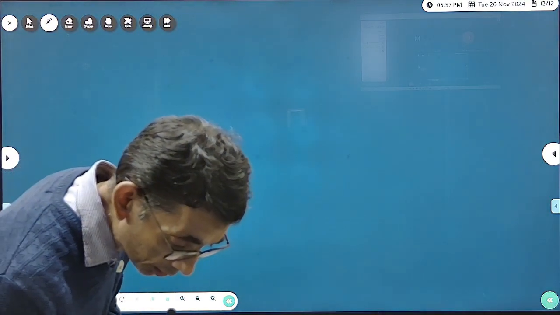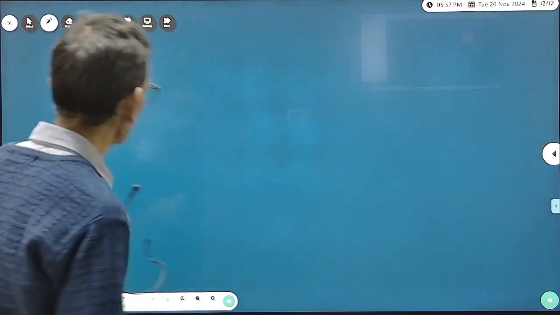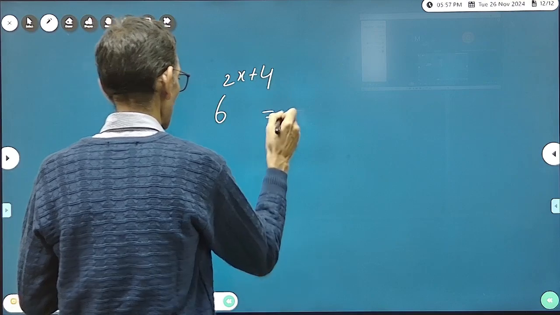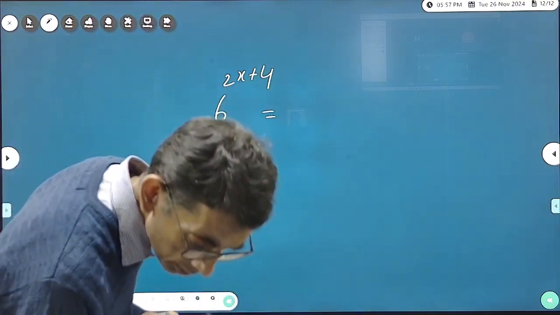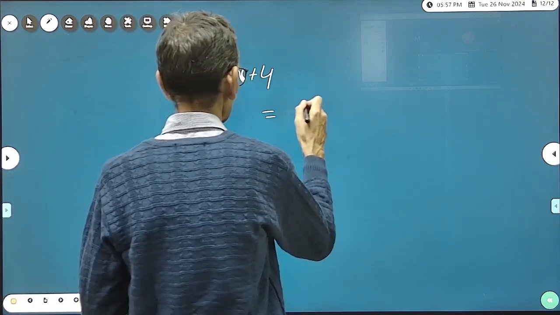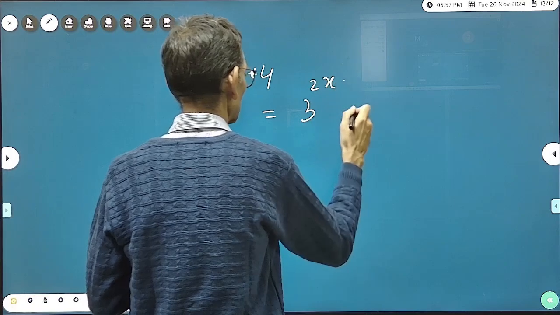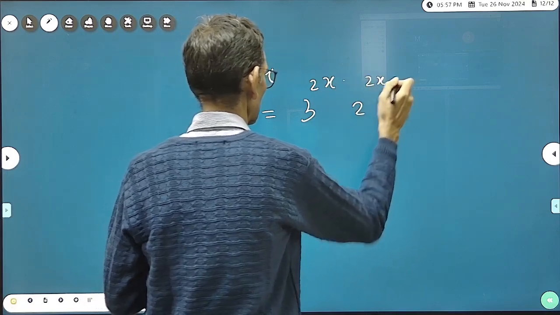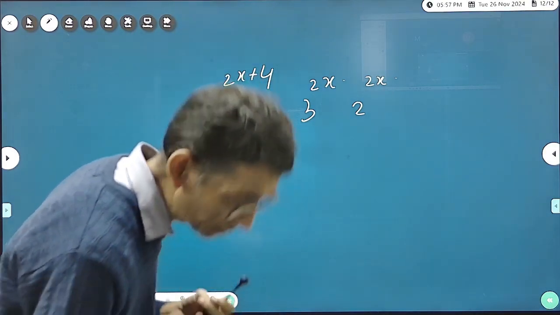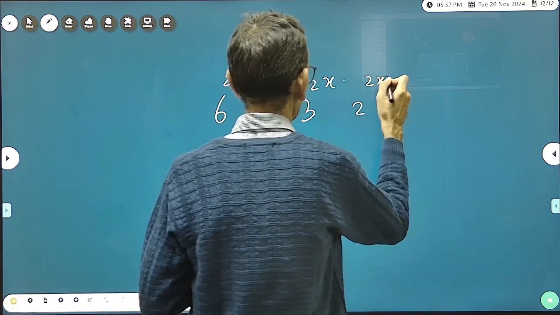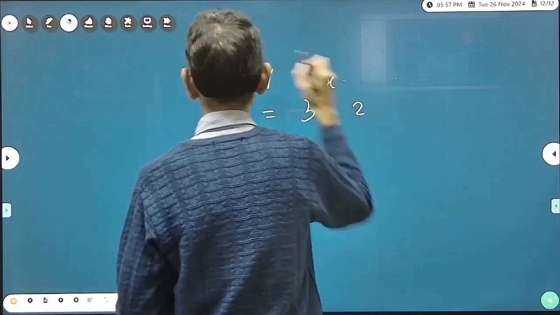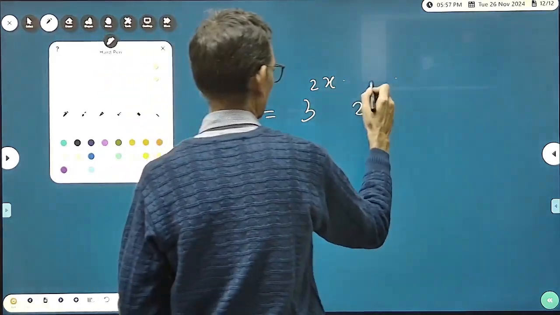Look, solve 6 raised to the power 2x plus 4 is equal to 3 to the power 3x, 2 to the power x plus 8. 3 to the power 2x, 2 to the power, 3 to the power x plus 8, into x plus 8, right, into only x plus 8.